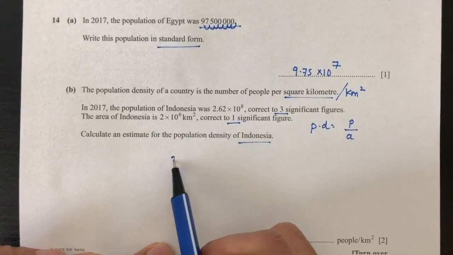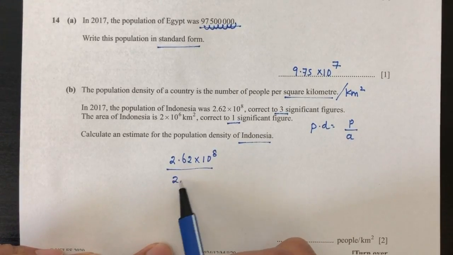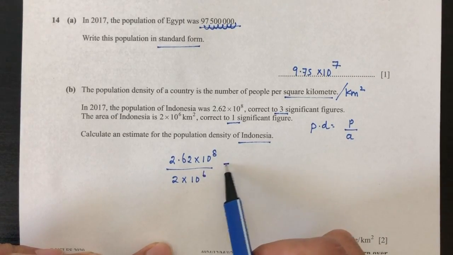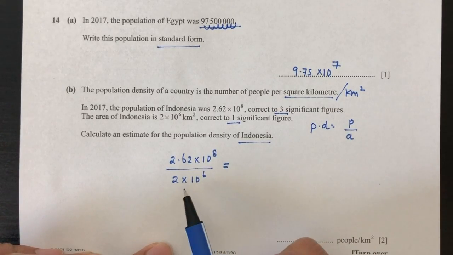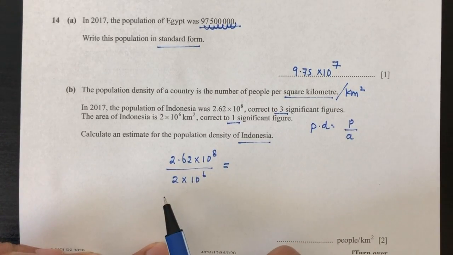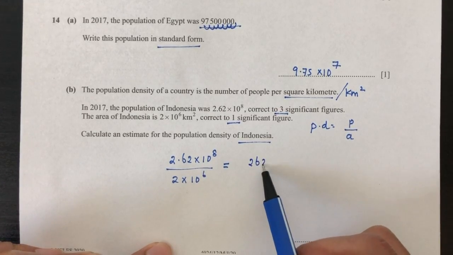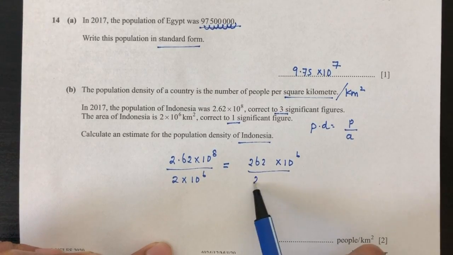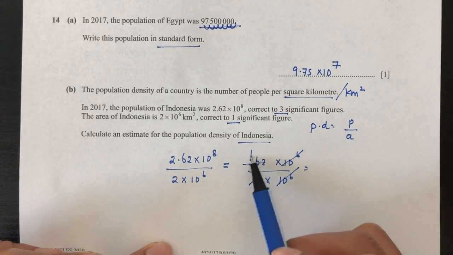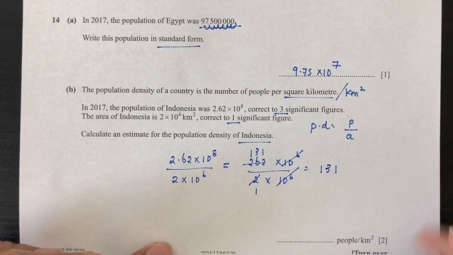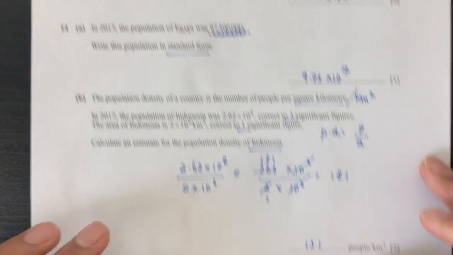So that will be the population is this, divided by the area. So 2 times 10 power 6. So if you simplify, here we can just separate those two in two parts. Let's say I can just bring 2 zeros here. You will have 262 times 10 power 6 over 2 times 10 power 6. These two will go away. Divide by 2, you will have 131. So your answer will be 131. Estimate will be 131 people per km square. That is part B.